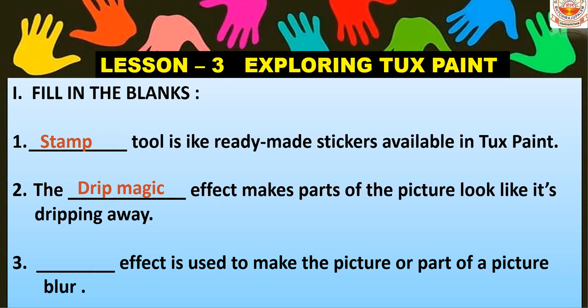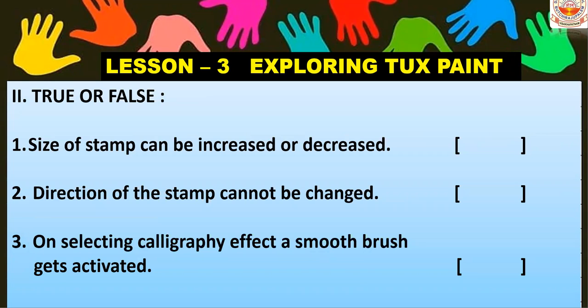Now the next one, dash effect is used to make the picture or part of a picture blur. Can you tell me which effect, children? It is the blur effect, which is used to make a part of a picture or the picture blur. Okay, children. Now let us see true or false. The first one, size of the stamp can be increased or decreased. Can we increase or decrease the size of a stamp, children? Yes, we can do it. So it is true. Now, second one, direction of the stamp cannot be changed. Is it true, children? It is false because the direction of the stamp can be changed.